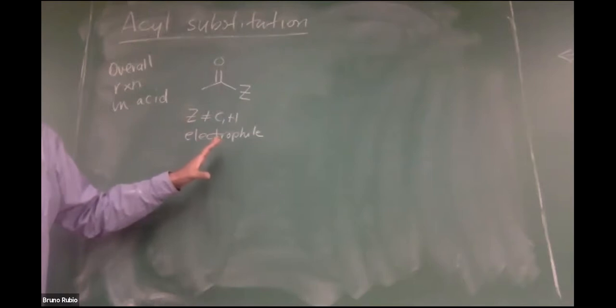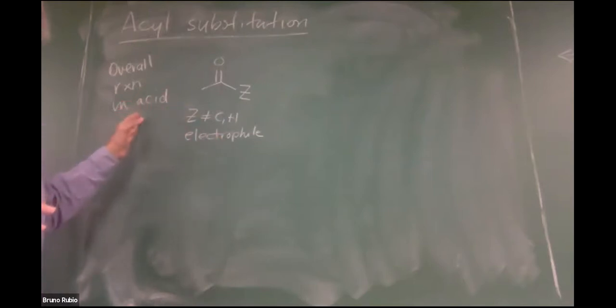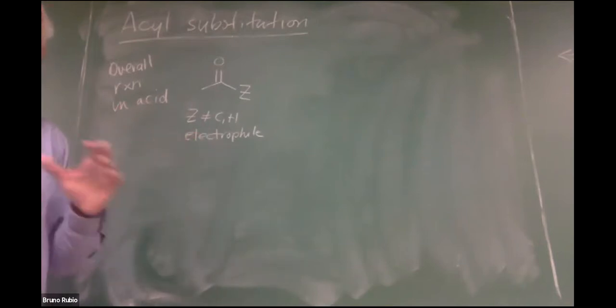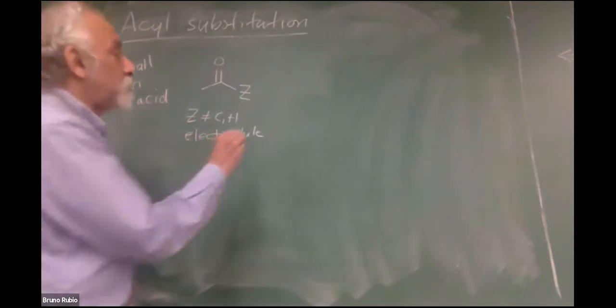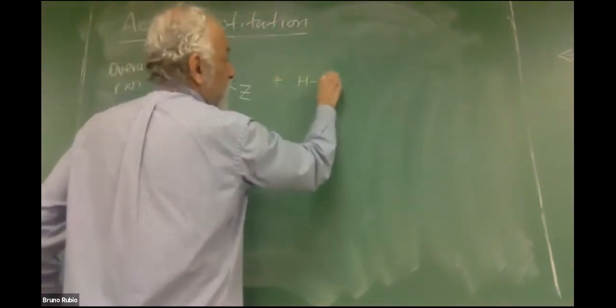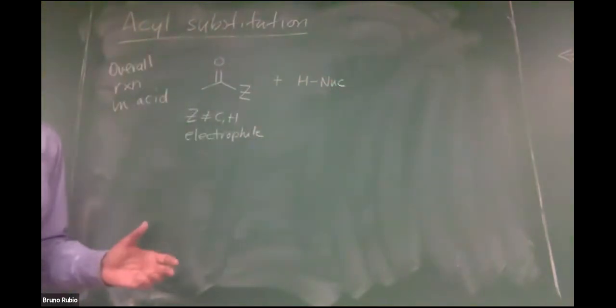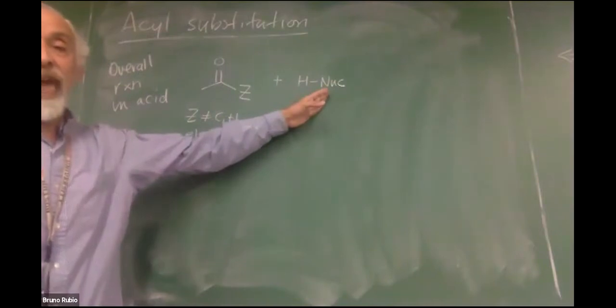Of course it is, because for weeks and weeks now we've been talking about how a carbonyl carbon is an electrophile. It is attacked by nucleophiles. The nucleophile in acyl substitution in acidic conditions, the nucleophilic atom is going to be protonated. It's going to have a proton on it. So I'm just going to represent that by H-Nuc, where the Nuc represents the nucleophilic atom.